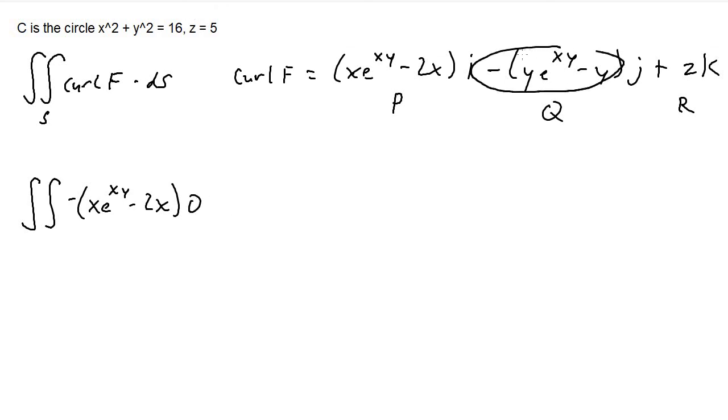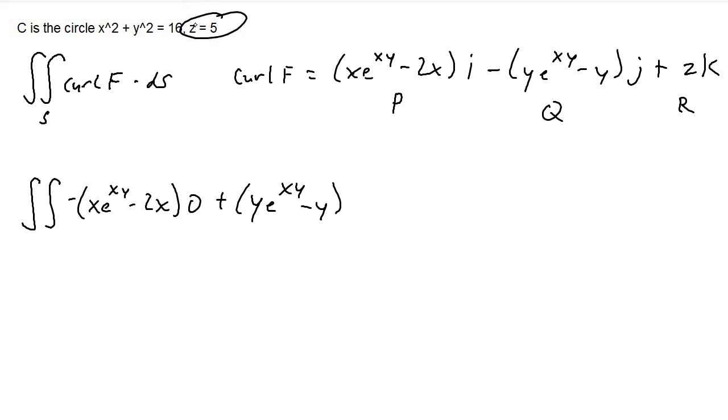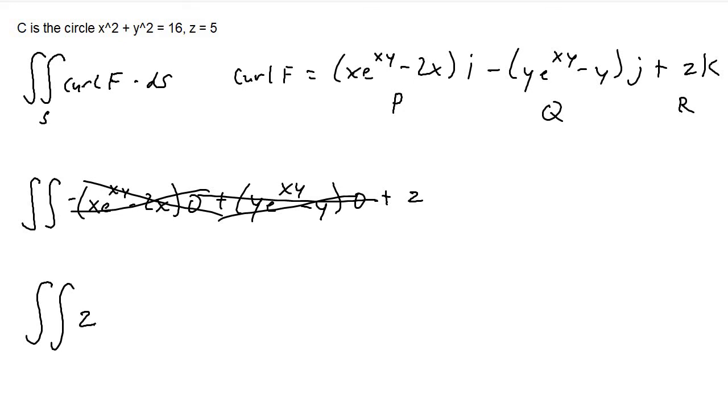Minus q, so once again there's a negative in front, so it's going to be plus y times e to the xy minus y times the partial derivative of z with respect to y. Once again, it's a constant, so the partial derivative is 0 once again. And then we have plus r, which is z. So those will simplify down to 0, so we get 0 plus 0 is 0, and all we have left is z. So we have the double integral of z. Now remember that usually when we try to evaluate double integrals, we try to put everything in terms of x and y. This time we don't have to, but we know that z equals 5, so I'm going to go ahead and replace z with just the constant 5. So we have the double integral of 5.